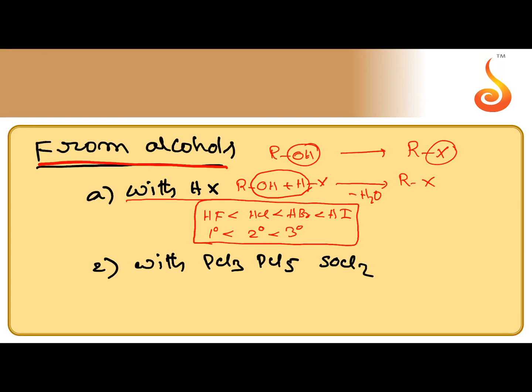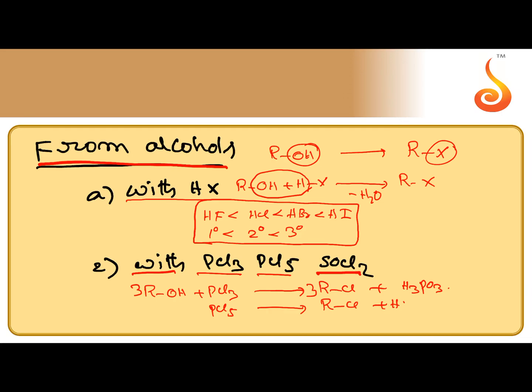Next, alcohol when reacted with chlorinating agents like PCl3, PCl5, SOCl2, also we can prepare alkyl halides. When alcohol is reacted with PCl3, OH is substituted by chlorine, alkyl chloride. Since 3 chlorines are there, 3 alcohol molecules required, 3 alkyl chlorides we can get. Then the byproduct is H3PO3. Similar reaction with PCl5, but byproducts are different, HCl and POCl3.